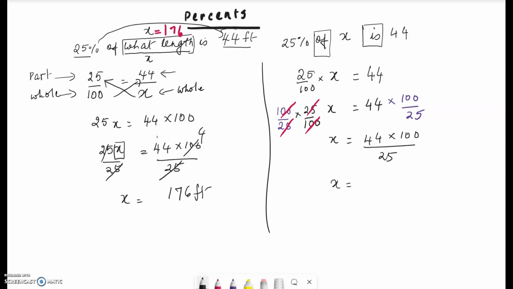And when we solve this, we get 176 feet. So we can plug it back in. 25% of 176 feet is 44 feet.